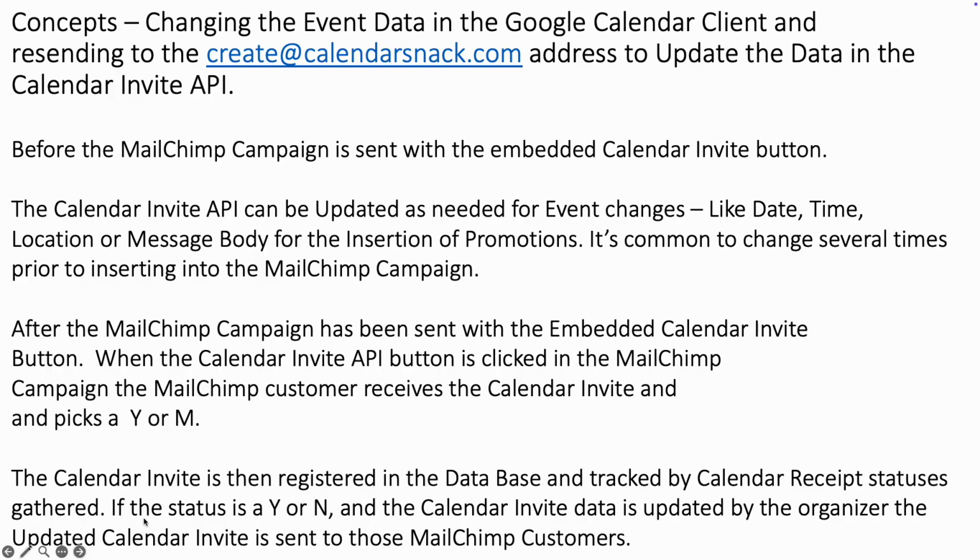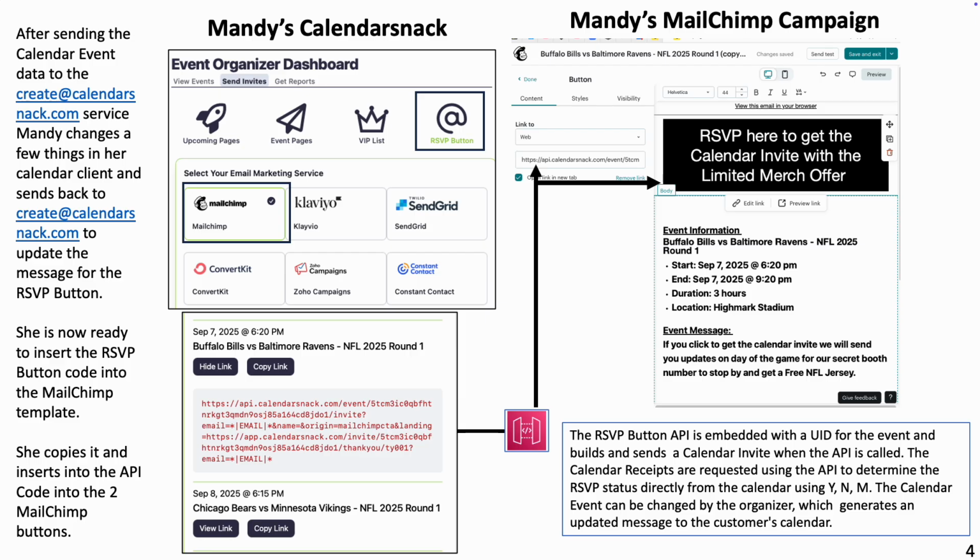So that's not exactly written correctly, but let me correct it. It's a yes or maybe, and then anybody with a yes or maybe status, the calendar invite is updated in the database and then resent to anybody in that status that's already received a calendar invite by the MailChimp promotion. So here's what it looks like here for insertion.